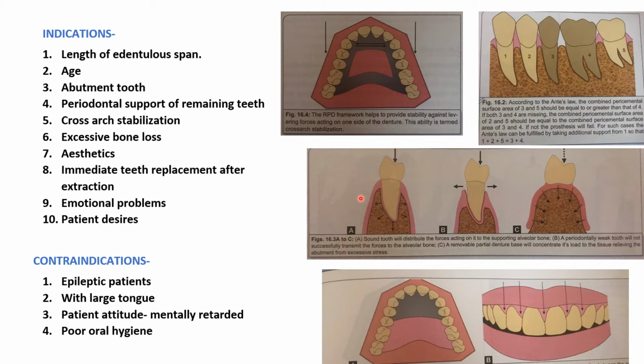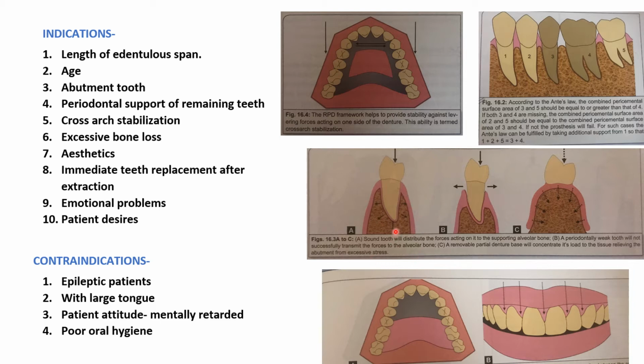As I said for the length, a removable denture evenly distributes the forces along the ridge, and for the fixed, you need a proper abutment. An abutment tooth is nothing but the natural tooth present adjacent to your missing teeth. They act as an abutment and give support to your artificial teeth. If the periodontal status of the abutment is weak, you cannot make a fixed partial denture. At that time, you can use a removable partial denture.